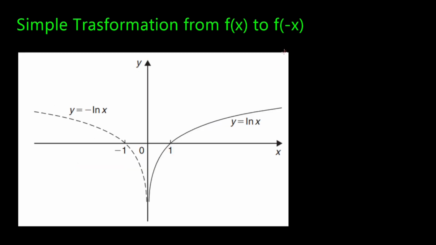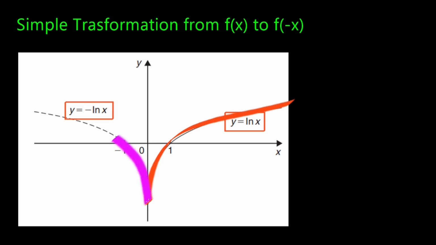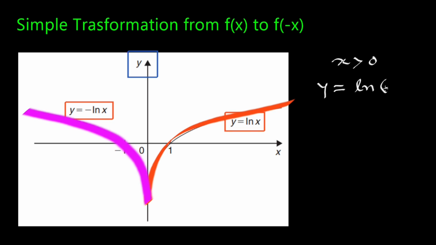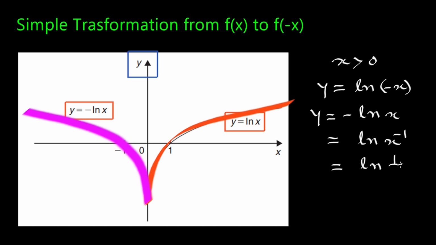Here also the transformation of the curve y = log x to y = -log x is obtained by taking the reflection of the curve y = log x here as the curve of y = -log x in the x-axis. Here remember, for a positive value of x we do not have y = log(-x) because log of a negative number does not exist. So we have written y = -log x, which is log x raised to -1, that is log 1/x.